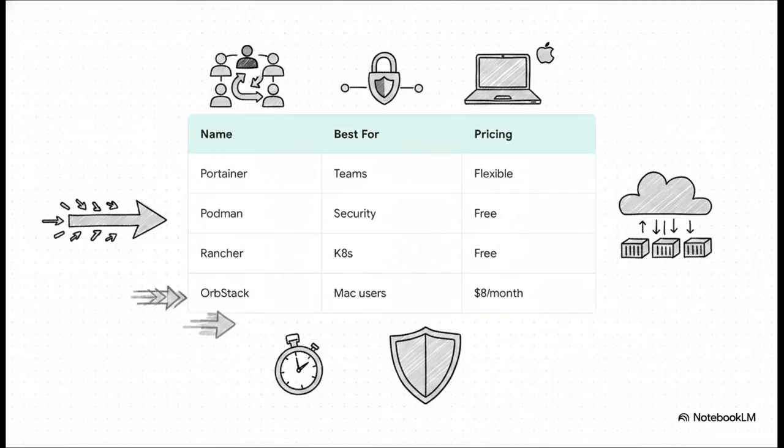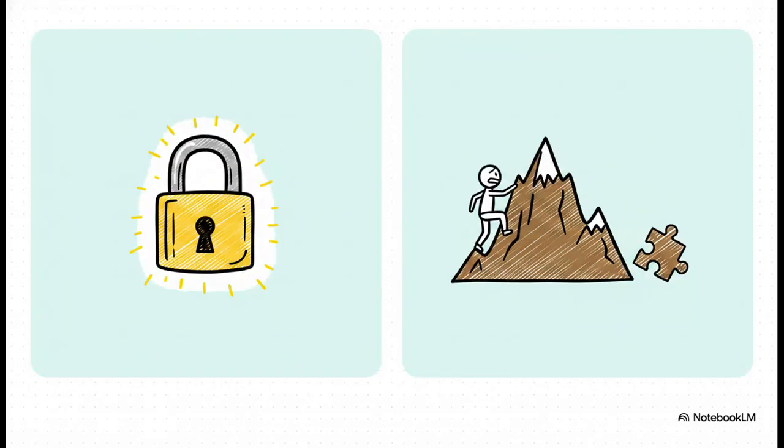So let's say you just purged Docker and you want to completely evolve your setup. We're going to look at 4 heavy hitters here: Portainer, Podman, Rancher, and OrbStack. There isn't really a one-size-fits-all answer. It totally depends on what you prioritize. So let's break them down. First up is Podman Desktop.